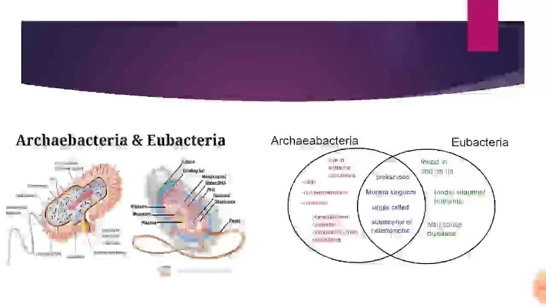Here you can see the structure of archaebacteria and eubacteria. Archaebacteria and eubacteria are prokaryotic organisms. They belong to the kingdom Monera. They are single-celled. They are autotrophic or heterotrophic. Some important features of archaebacteria are they live in extreme conditions like salty areas, hot temperature, and where methane is found, and they have different chemical composition compared to eubacteria. Eubacteria are found inside the body of organisms and also outside.